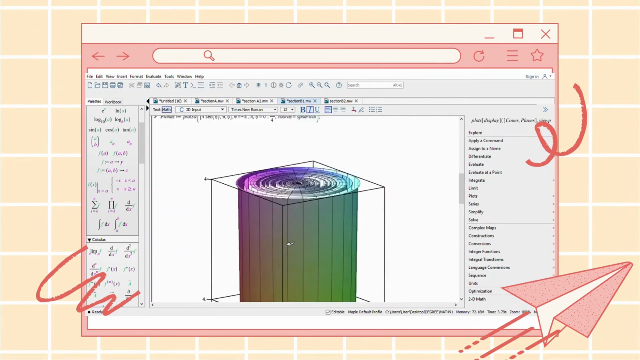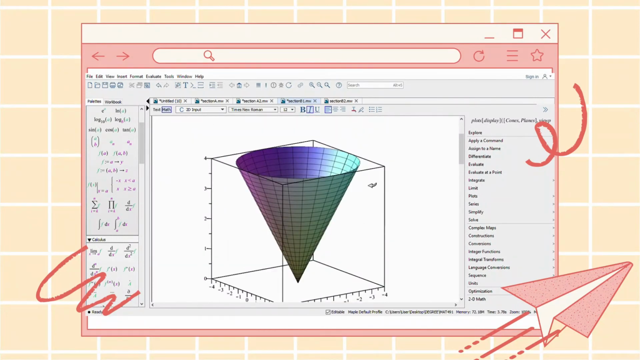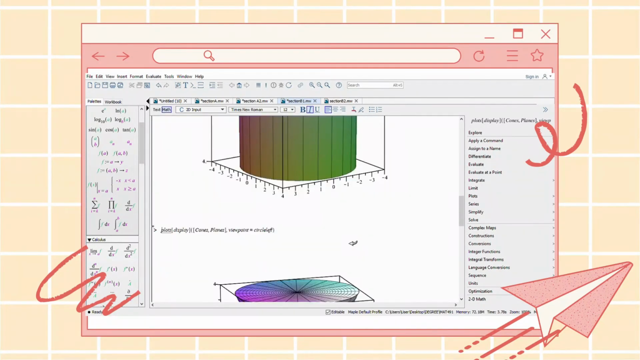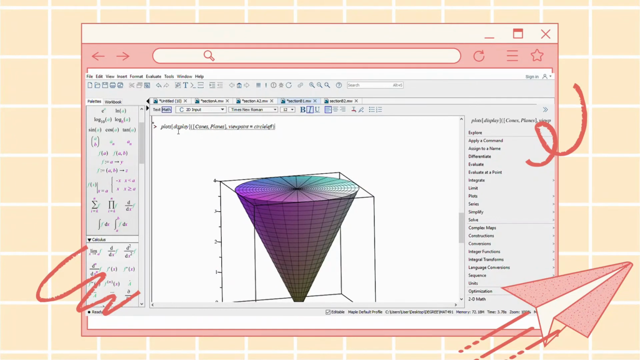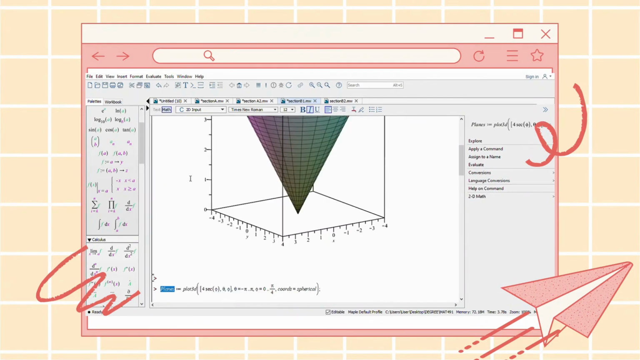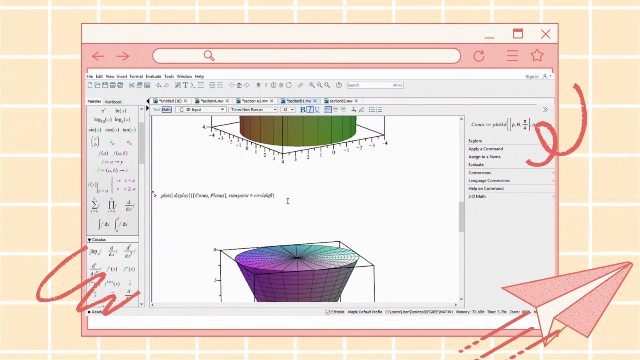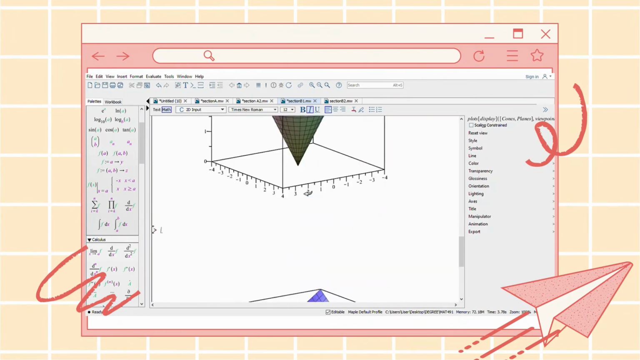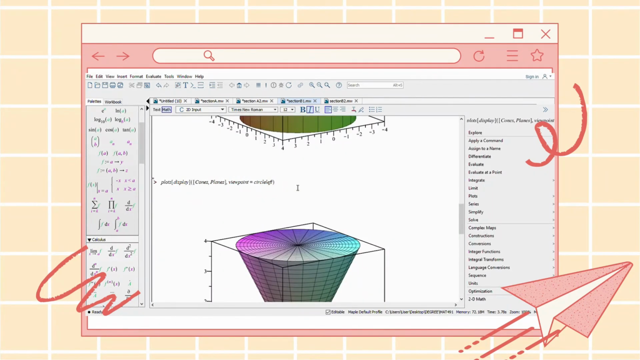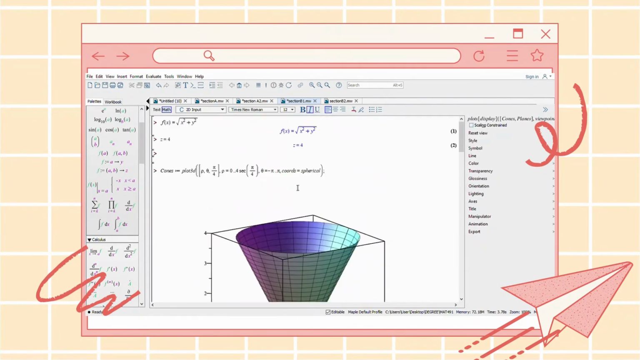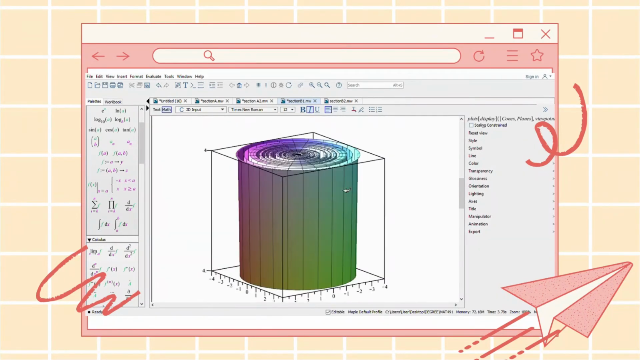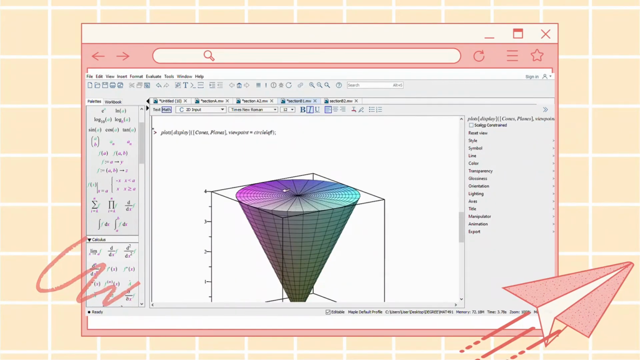Now, we need to combine the first output and the second output. The command is plots, square bracket, display, square bracket, open bracket, square bracket, the cone and plane functions we wrote just now. Then viewpoint equals circle left and close bracket. So this is how it looks. As you can see, the plane has become the base of the cone.